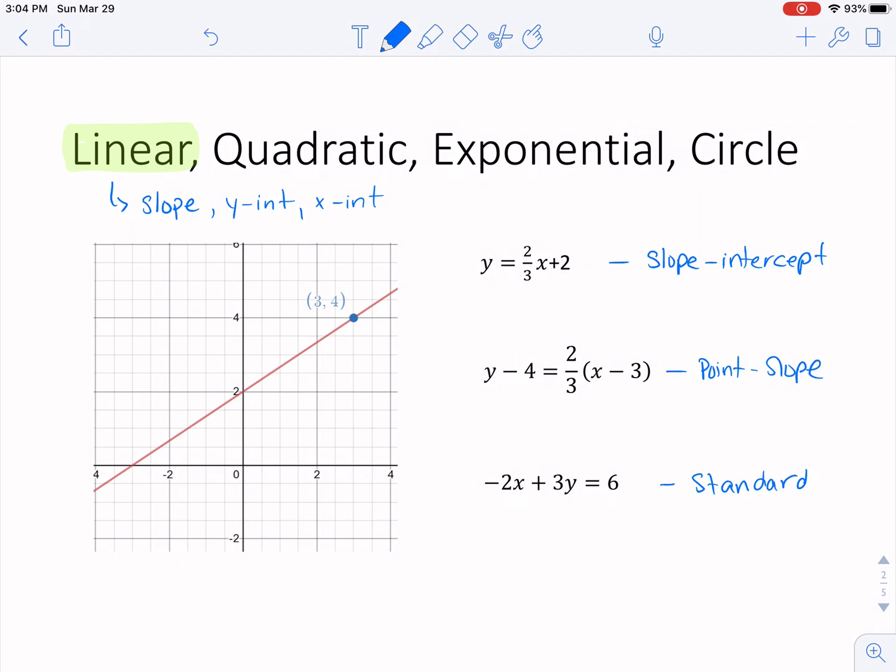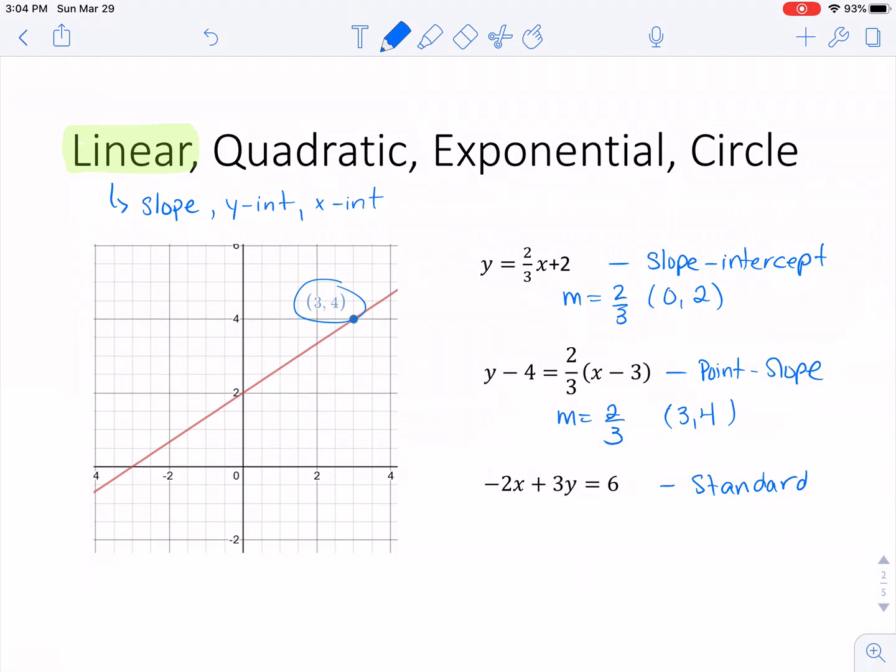For example, what do we get from slope-intercept? Yes, you're right, slope and y-intercept. The slope in the first one is 2/3. The y-intercept is (0, 2). It makes sense that in the second equation, because it's the same line and it's in point-slope form, it also has a slope of 2/3. This time, though, we don't have the y-intercept. We have a point on the line, (0, 2). The standard form allows us to find both the x-intercept and the y-intercept very, very quickly.